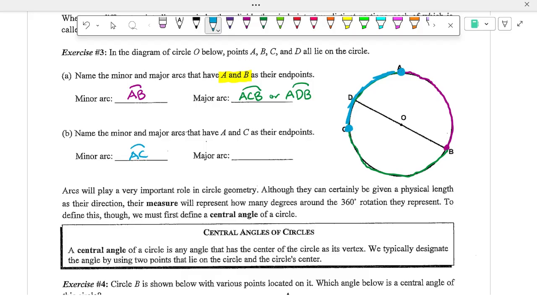How would I name a major arc? There's only one way to name the major arc. CBA or ABC, either way. So why not ADC? We can't do ADC because that's still the minor arc. I'm looking at the major arc, the one that's greater than 180, so the one over here. All right. Any questions on that?